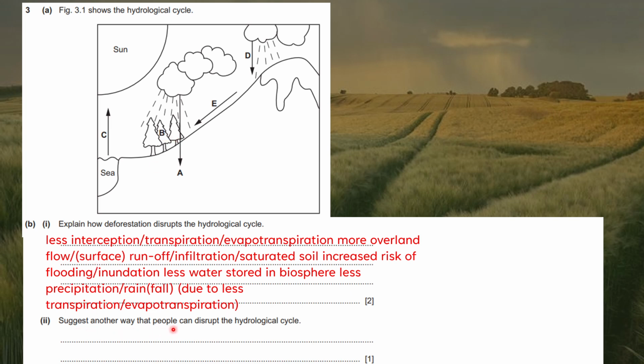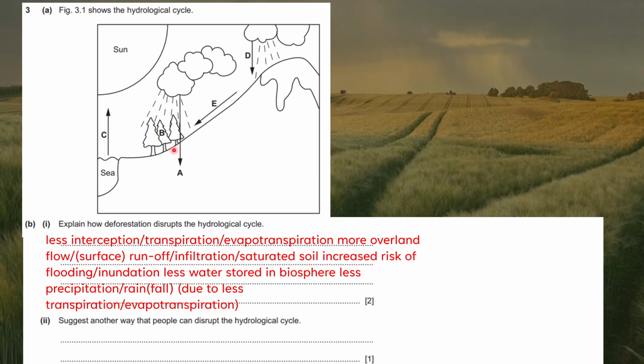Suggest another way that people can disrupt the hydrological cycle. So apart from chopping down the trees, the vegetation, what else can change the cycle? We can change parts of the cycle. For instance, we can increase runoff by adding surfaces such as pavements that do not allow for infiltration. If we do not have infiltration, we have runoff.